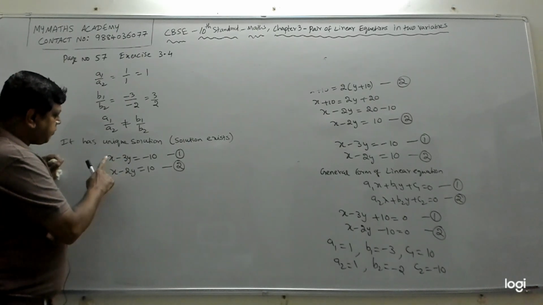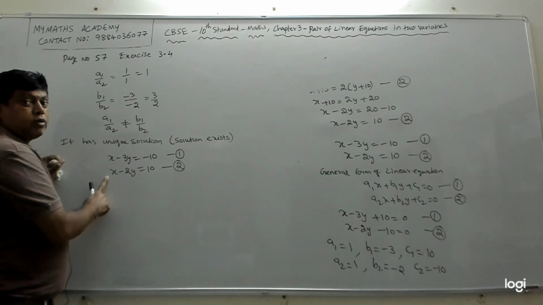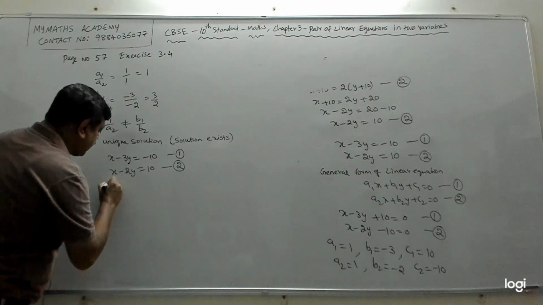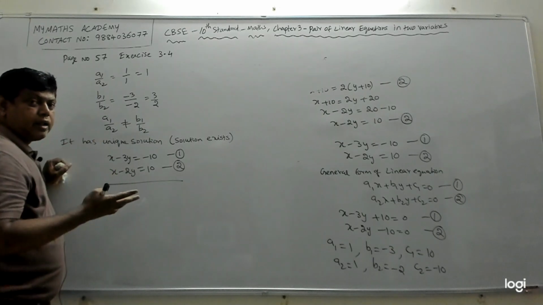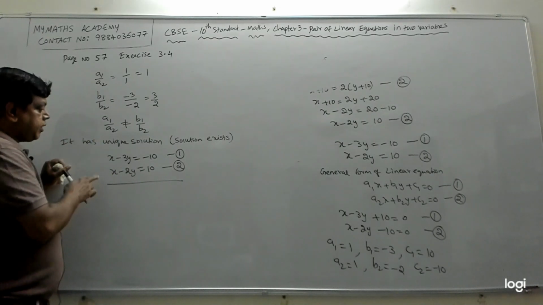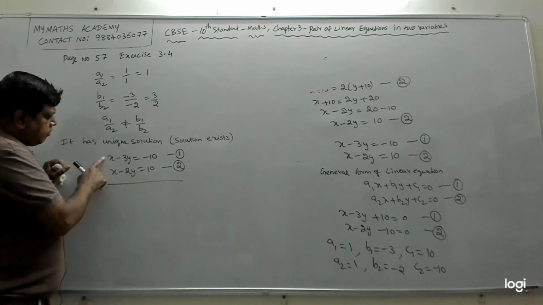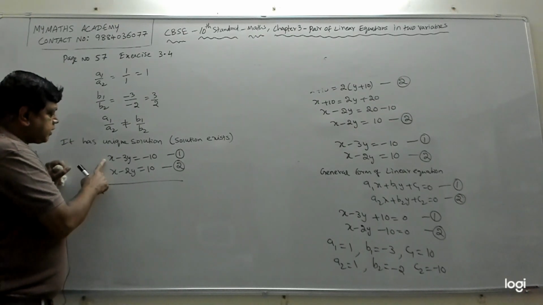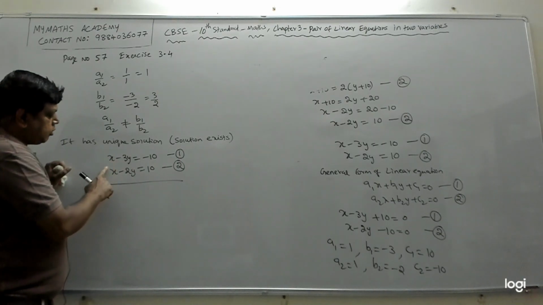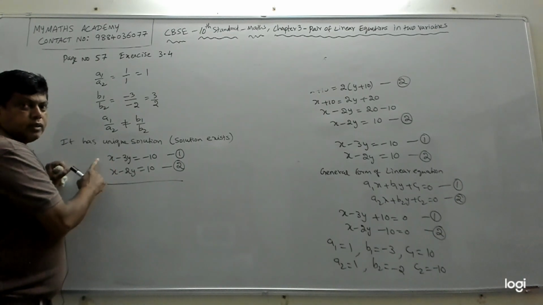Let's check what is the coefficient of x, 1. What is the coefficient of x here? 1. So they are same, which means we can directly start adding or subtracting. To decide whether you have to add or subtract these two equations, check the sign of x where the coefficient is the same. This is 1x. This is also 1x. Both are plus 1x. So both are plus.